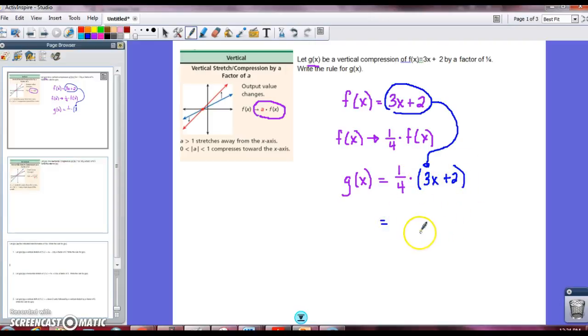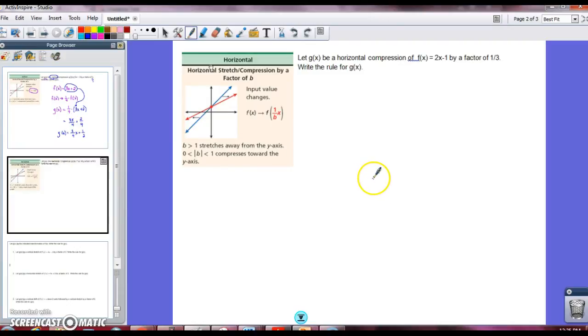So if I distribute 1/4 to both of those, 1/4 times 3x is the same as 3x over 4. Plus 1/4 times 2 is 2 over 4. So I can clean that up and I can write that as 3/4 x plus 1/2. Right? I can reduce 2/4 down to 1/2. Multiply your entire function by whatever that factor is, whether it's a stretch or a compression in the vertical direction. Multiply the entire function by whatever that factor is.